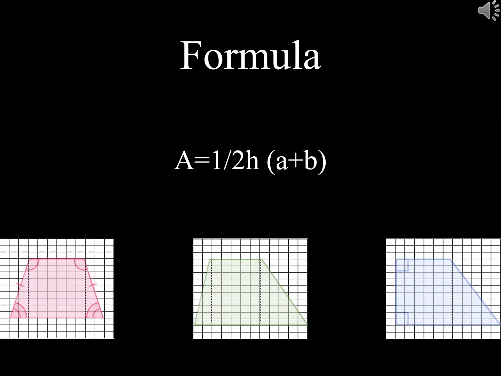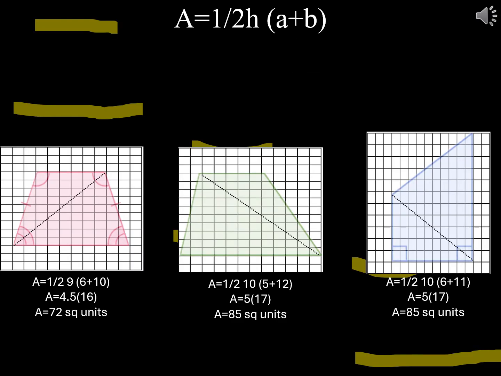I would then introduce the formula A equals half the height times (a plus b). I would explain that a and b are always our bases, or parallel sides, no matter which way the trapezoid is facing. To begin, we need to find the units that each trapezoid is composed of. So let's start on this first trapezoid.